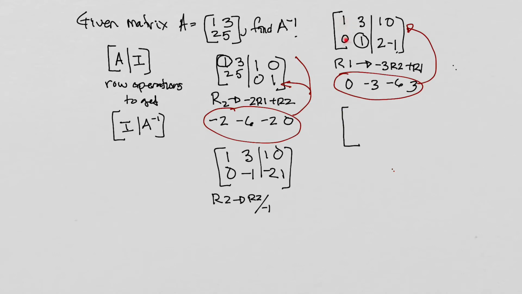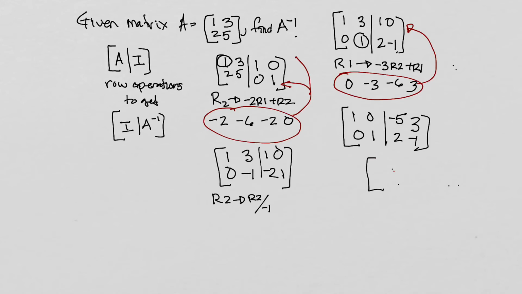We will get 1 plus 0 is 1. And then 3 plus negative 3, that's a 0, a vertical line. And then 1 and negative 6 is negative 5. And then 0 and 3 is 3. Now, let's close it off. In our second row, that will stay the same, 0, 1, 2, and negative 1.